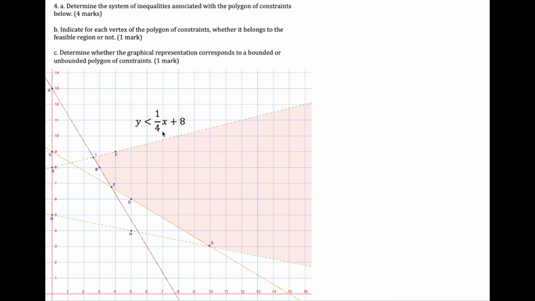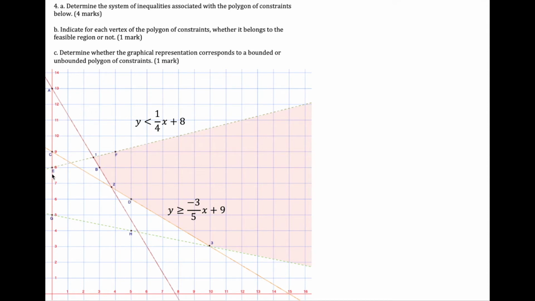My delta y is 1, my delta x is 4. Let's look at this one next. My b is 9, my slope moving 1, 2, 3, 4, 5 over and down 1, 2, 3. So negative 3 is my delta y, 5 is my delta x. So it's negative 3 over 5 is the slope. This is a solid line and we're shading above, so y is greater than or equal to, the delta y was negative 3 because we were going down 3.